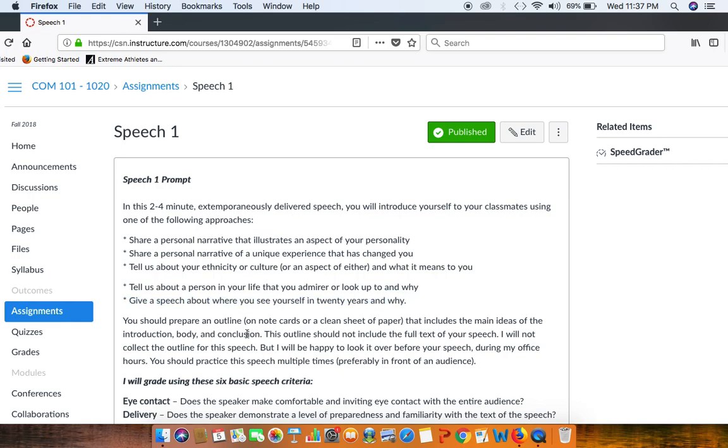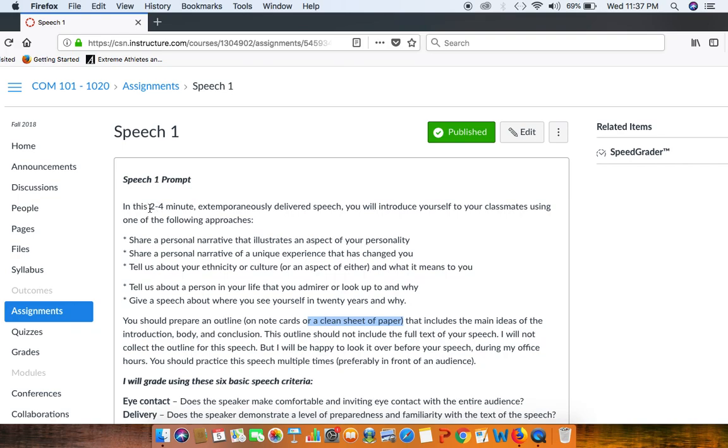So for this speech, you should prepare an outline on note cards or a clean sheet of paper that includes the main ideas of the introduction, body, and conclusion. I would say this: either have note cards or no notes at all. So I don't think the clean sheet of paper is the best advice for you. Either have note cards with your outline on it or no notes at all.